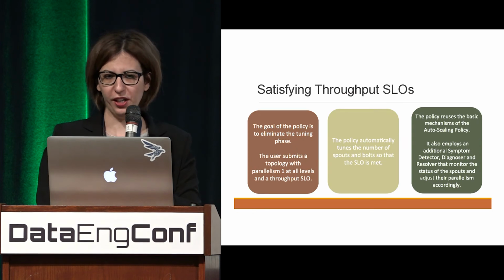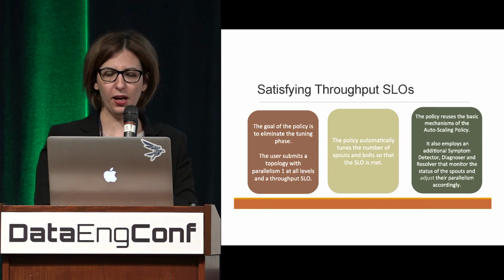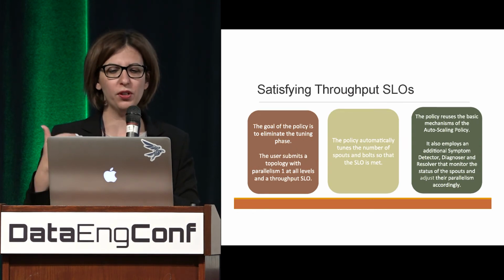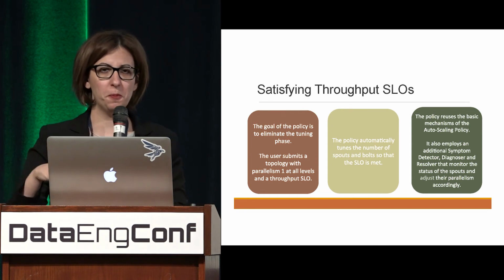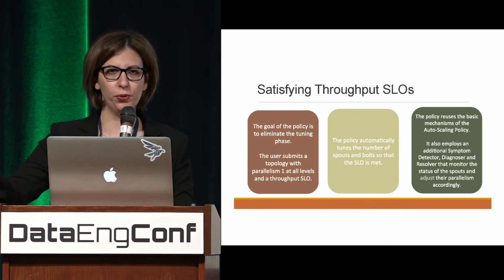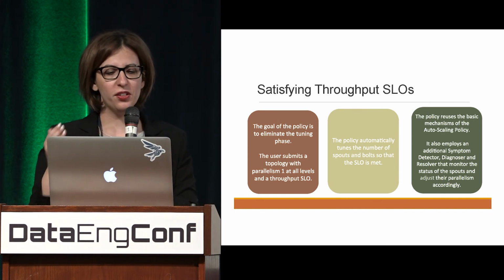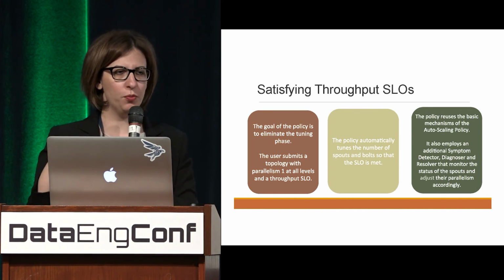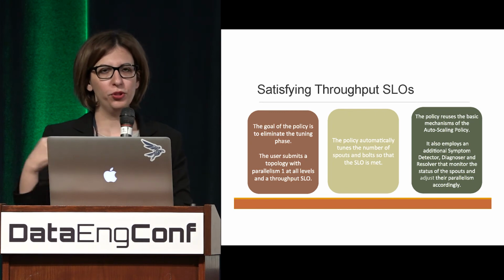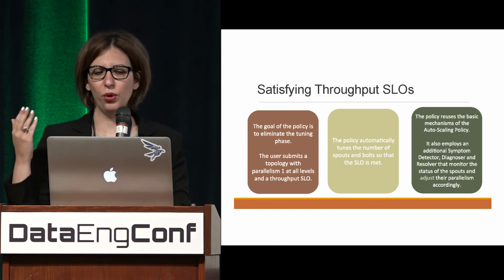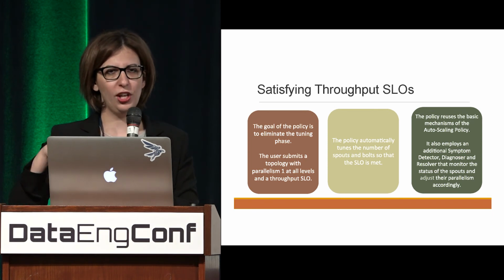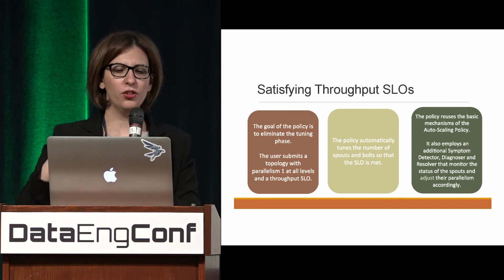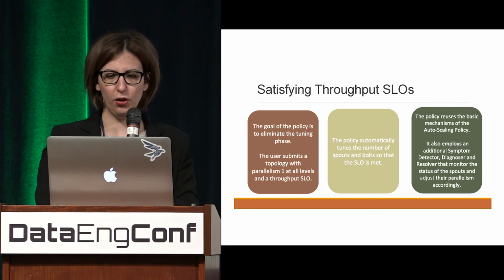Another policy that we can have is essentially how to satisfy throughput SLOs. So the idea here is that we want to eliminate the tuning phases, especially before getting the topology into production. So what happens here is that the user submits a topology with parallelism 1 at all levels and a throughput SLO. For example, I want to have 1 million tuples per second out of the system. So Dhalion should help reconfigure the topology so that you can meet this throughput SLO.